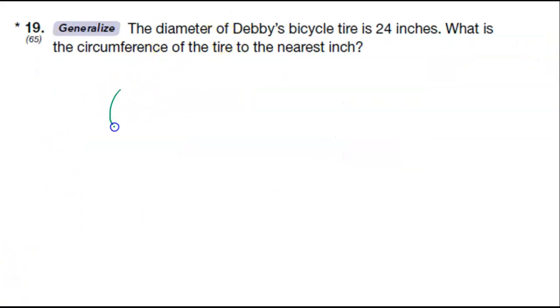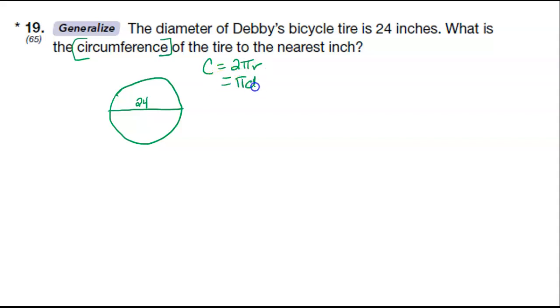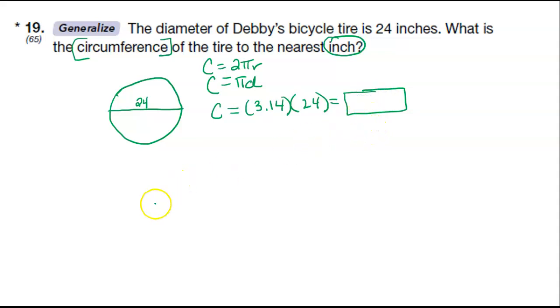The diameter of Becky's bicycle tire is 24 inches. So the diameter is 24 inches. What is the circumference? So we have a couple of circumference formulas. We're going to use the one that has diameter. It says we're going to also round to the nearest inch. So I'm going to plug in 3.14 and 24, multiply those, and then you're going to round this number to the nearest whole number.